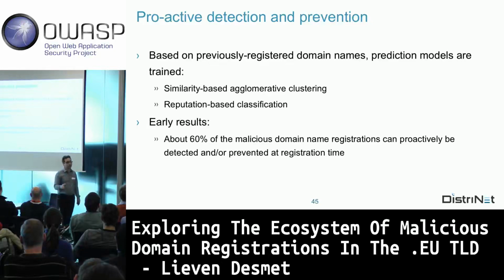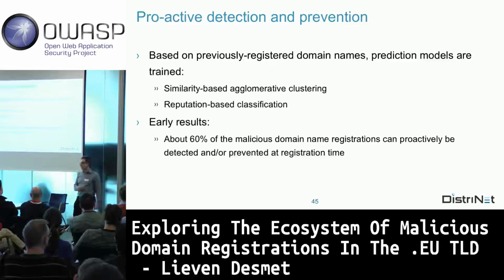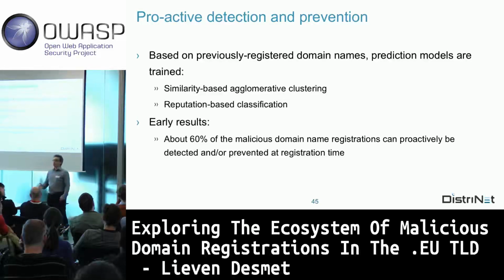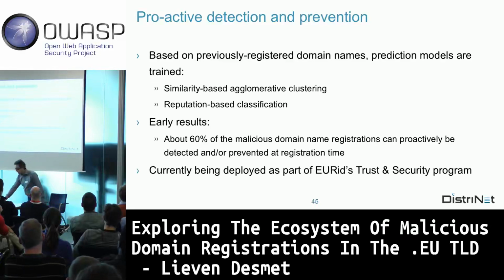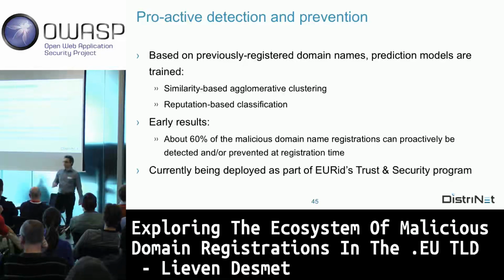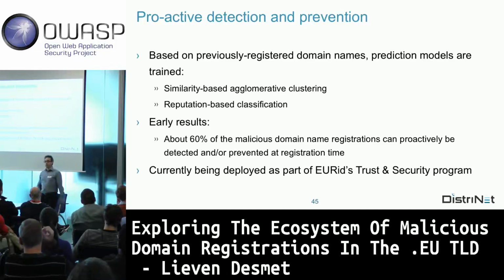And we now have early results over the large datasets from the past that between 60 and 70% of the malicious domain names can already be found at the time of registration with a very, very low false positive rate, like 2 or 3 registrations a day, which actually means we can easily route more than half of all the malicious domain names just by making it much harder for the domainers to get their registrations into the system. And as we speak, we're deploying this as part of EURid's Trust and Security program to prevent those domain names from being registered in the near future within the .eu TLD.